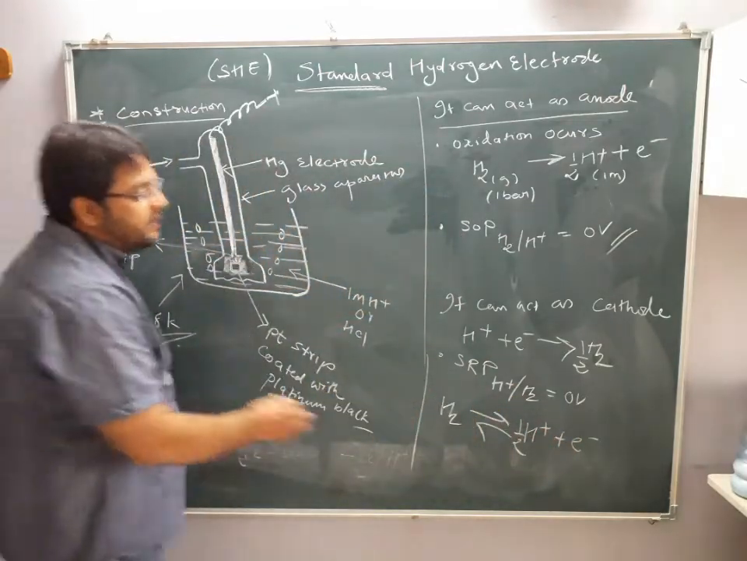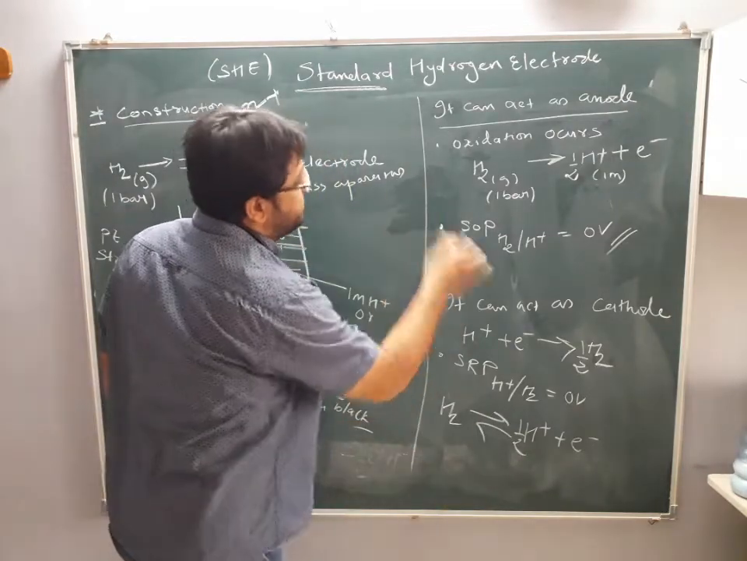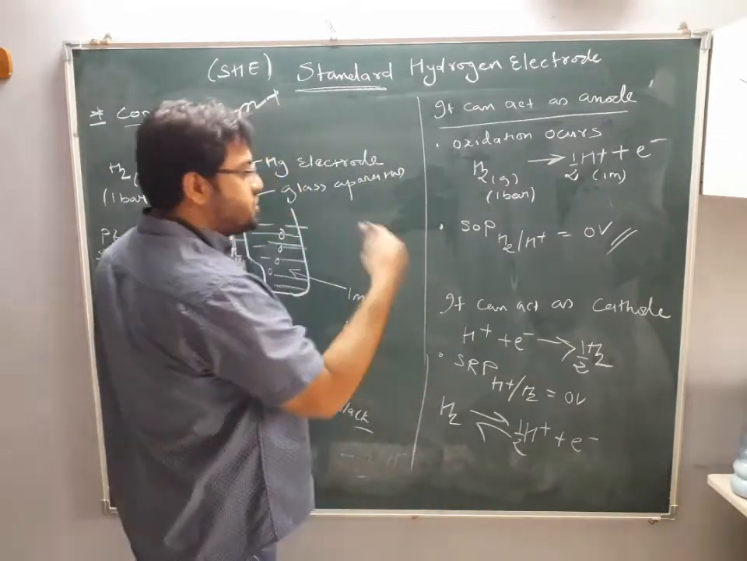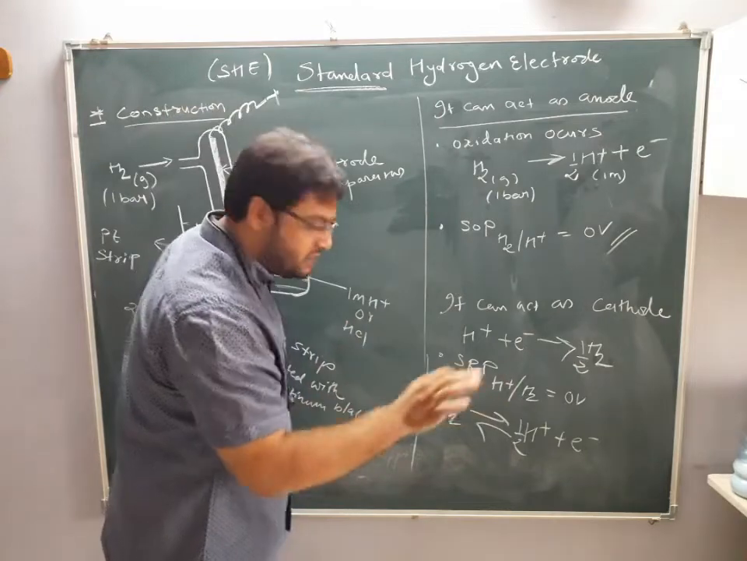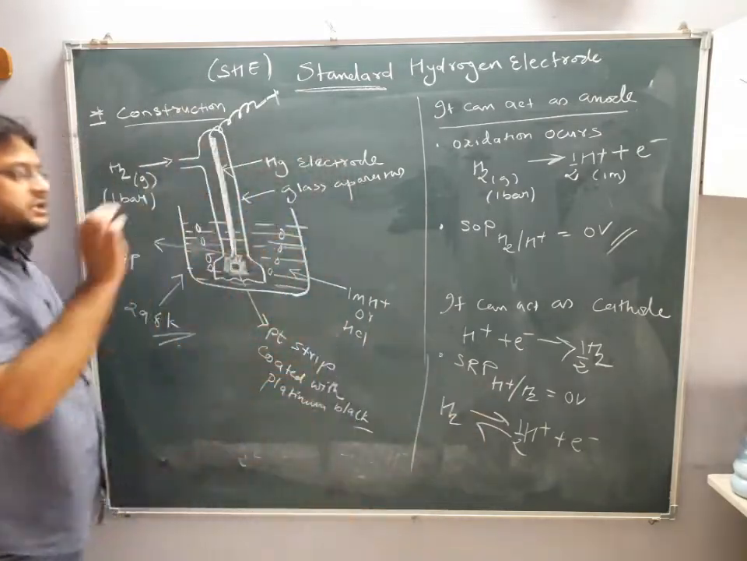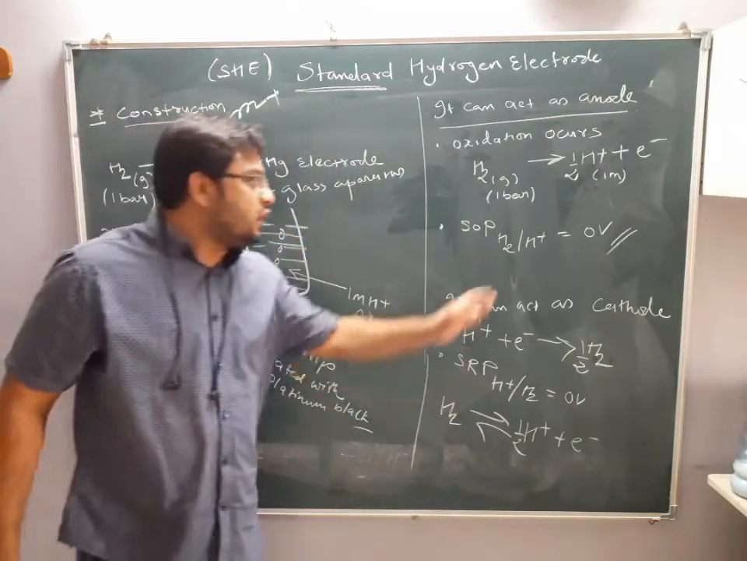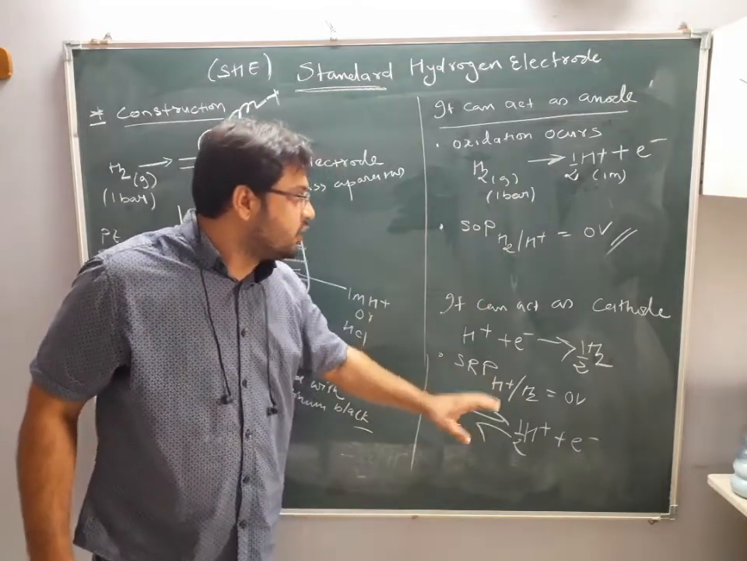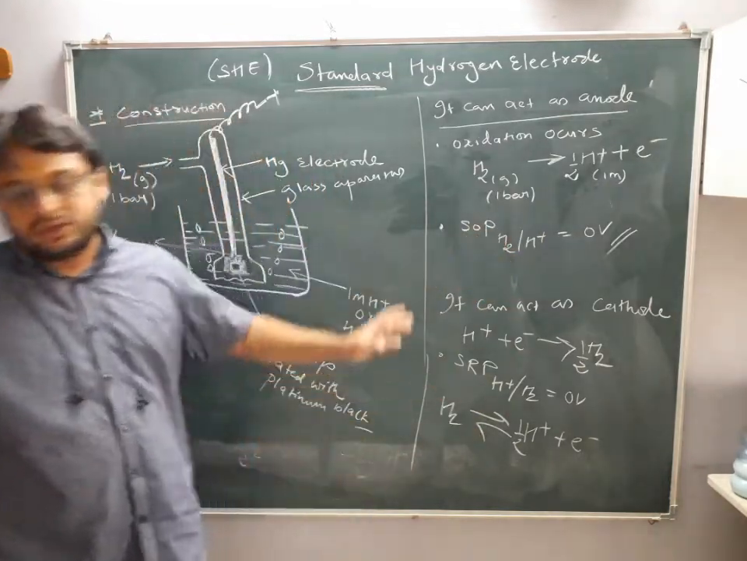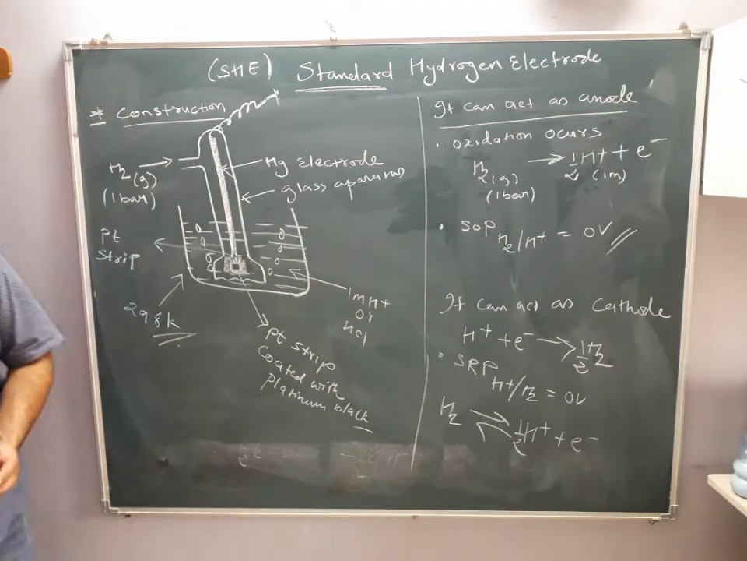Okay. So arbitrarily, what are we considering? SRP or SOP, oxidation potential value or reduction potential value, we are considering as 0. Means neither it can lose the electron, nor can it gain the electron. Their values we are considering to be 0. Clear this part? Okay. So write down this.